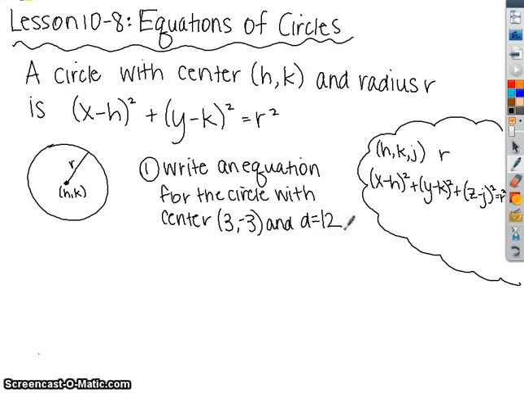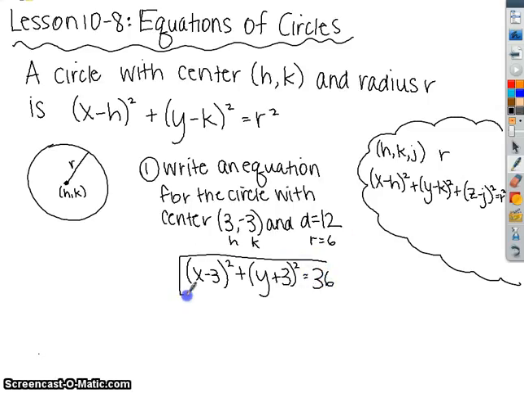Okay, so this means that we have an h and a k, and then we can certainly figure out the r, because if the diameter is 12, that means that the r must be 6. So now it just becomes a matter of plugging it in. Remember, in your equation, you keep the x and the y, just like, for example, y equals mx plus b. So we're going to go (x minus 3) squared, because it's x minus h, plus (y, well, minus negative 3 is like plus 3) squared, equals 6 squared, so that would be 36. So there's the answer.